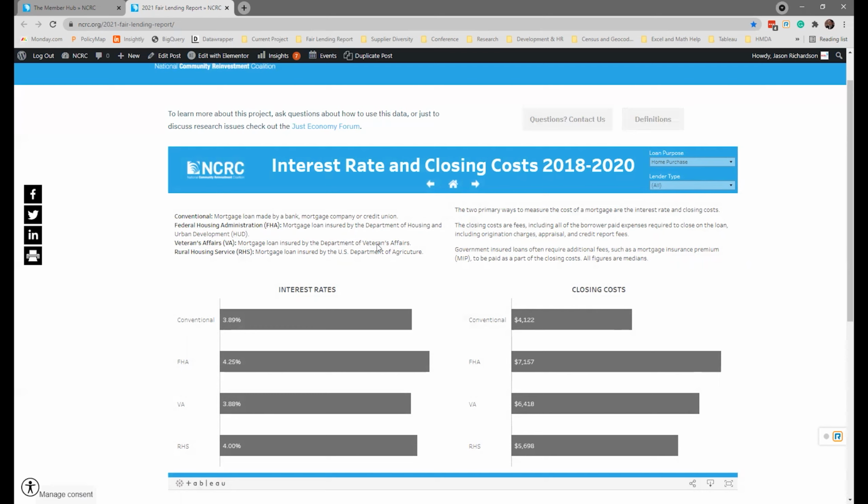These are median numbers. What it's showing is that for home purchase loans in the area, the median figure was $4,122 in closing fees. For FHA, you can see that that's substantially higher. Generally speaking, closing costs on the government programs are higher, in part due to mortgage insurance requirements on FHA lending.